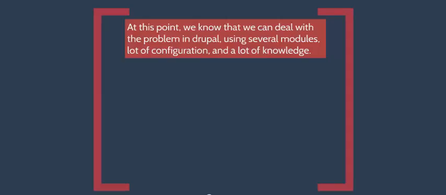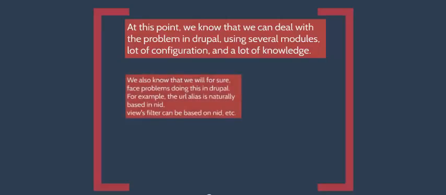First, we can mention that you need to use several modules and a lot of configuration and a lot of knowledge. Secondly, you will face problems. For example, using Features, we already described the problem with TPL in Drupal 7, but you will face another kind of problem, for example, the URL aliases that are based on the node ID. Also, if you use filtering views based on taxonomy IDs or node IDs, etc.